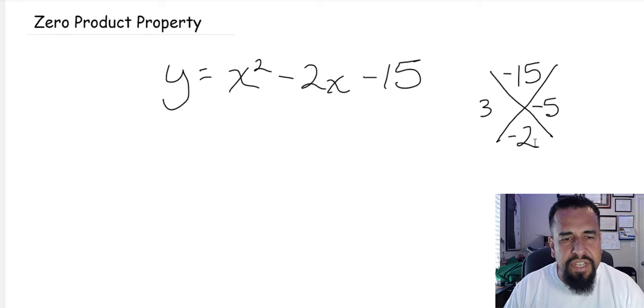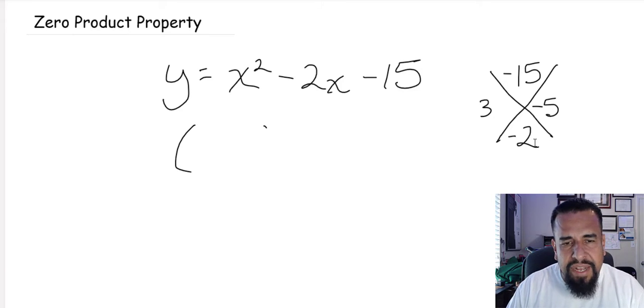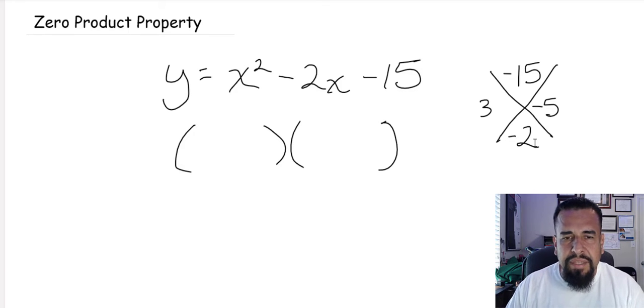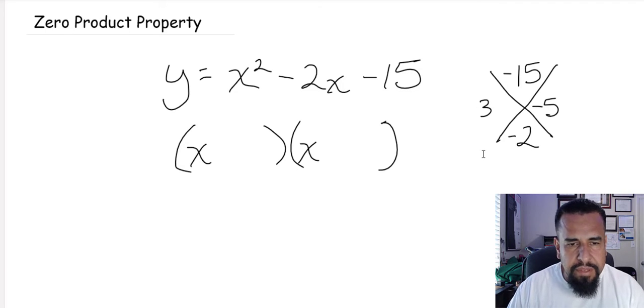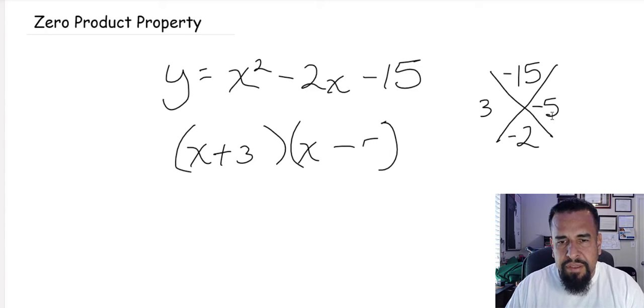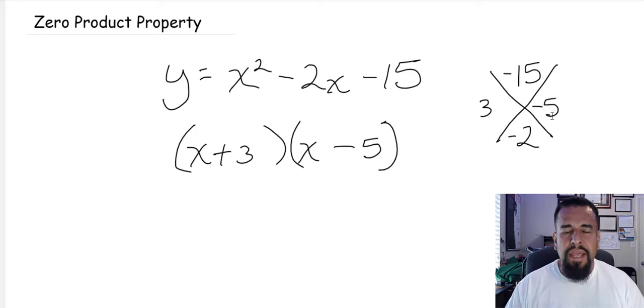At this point, I'm pretty much done factoring. So then I would write it as the product of the sum. The first two: x and x, pretty simple, x times x equals x squared. And then these are my two wings. This is a positive 3, so plus 3, and this is a negative 5, so minus 5. At this point, I'm done factoring. I have factored a quadratic.